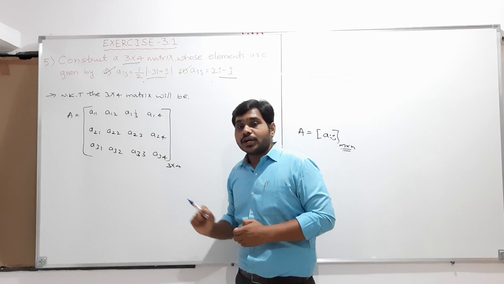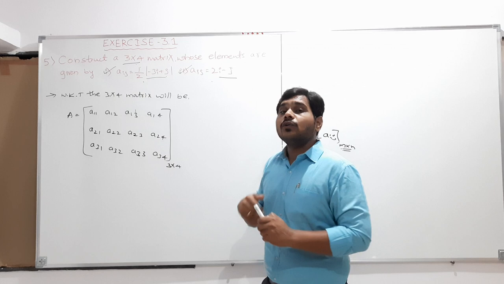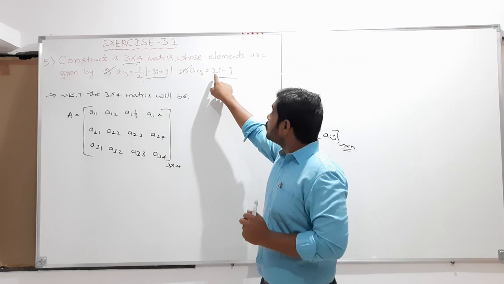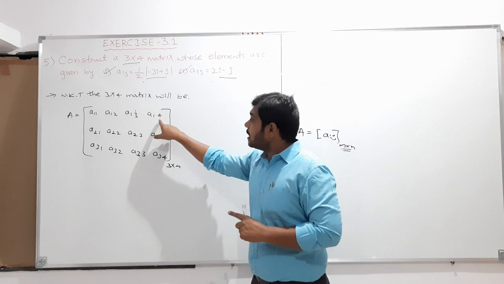After constructing this, they tell you how the elements should be in this matrix. That is a condition, they should obey this condition: a subscript ij is equal to 2i minus j. So whatever we have in the 3 cross 4 matrix, the elements should follow this condition. So I will find out all these elements.